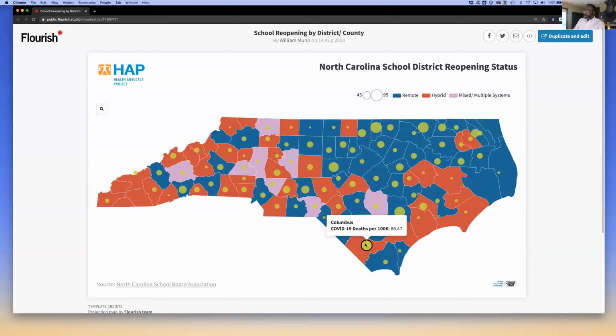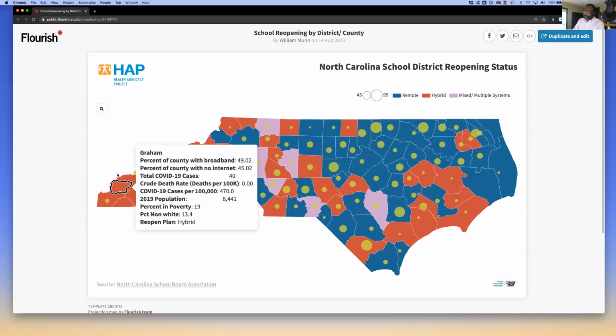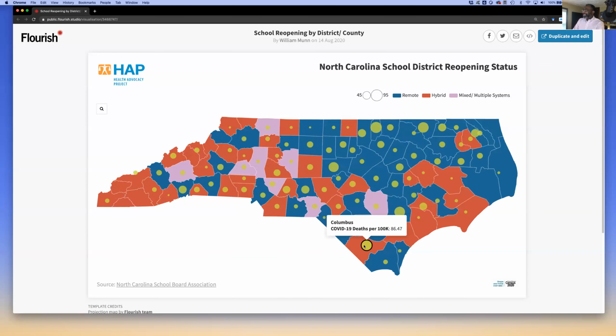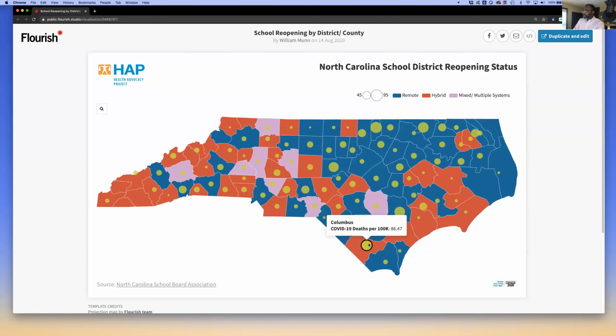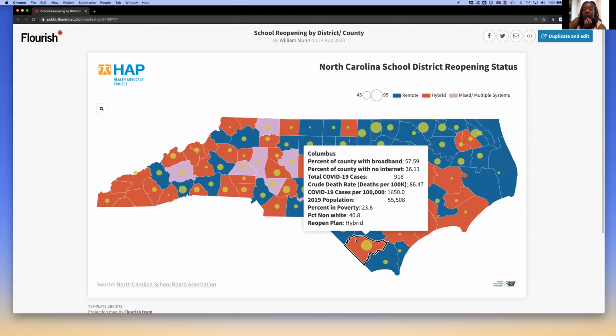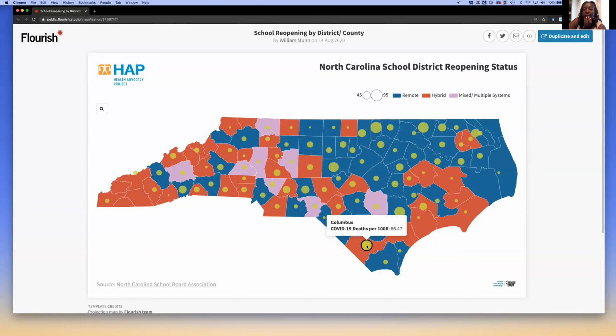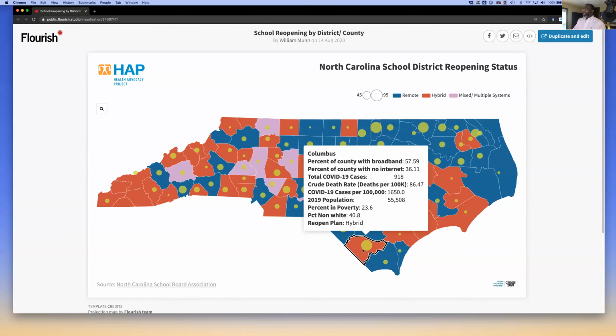But here in Columbus County, where there's not a ton of resources, anyone from Columbus County here? Good. They are planning to reopen in a hybrid manner, and their deaths per 100,000 are near the top of the state. That's where I'm doing my internship, with the superintendent in Whiteville City Schools. Not to talk bad about Columbus County, but I do question the rationale there, but whatever.